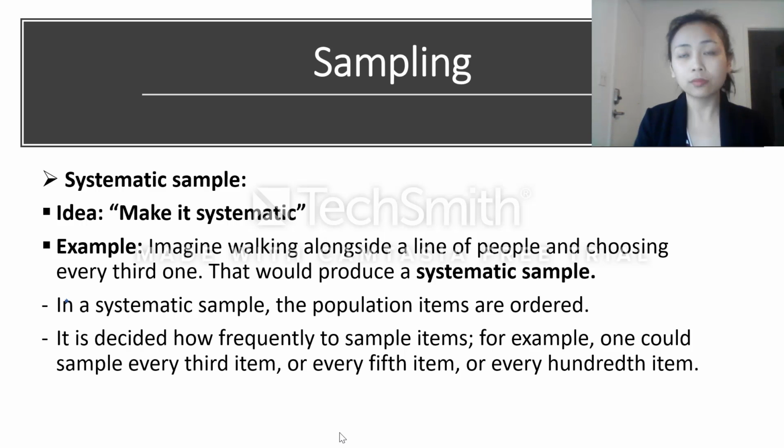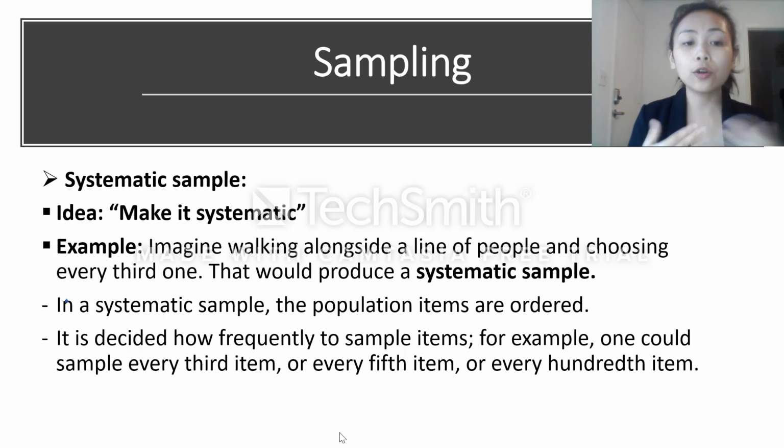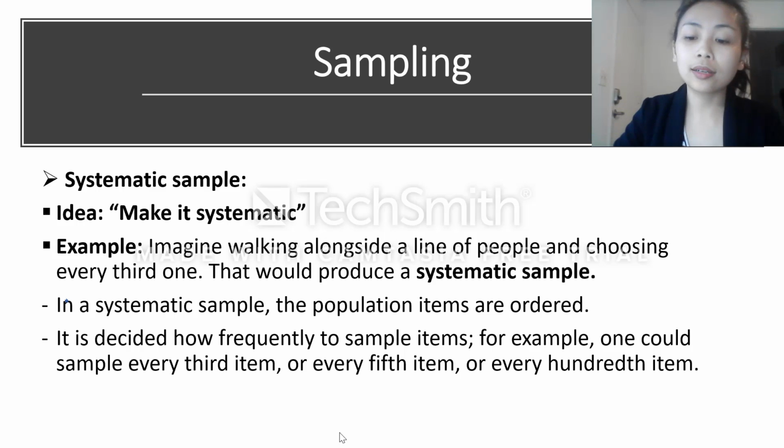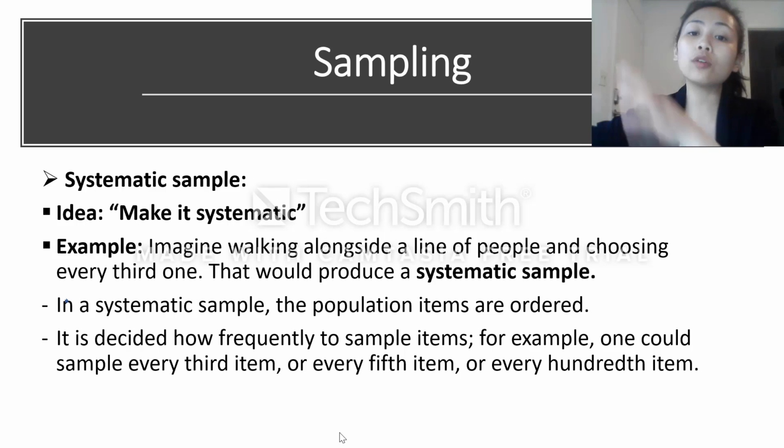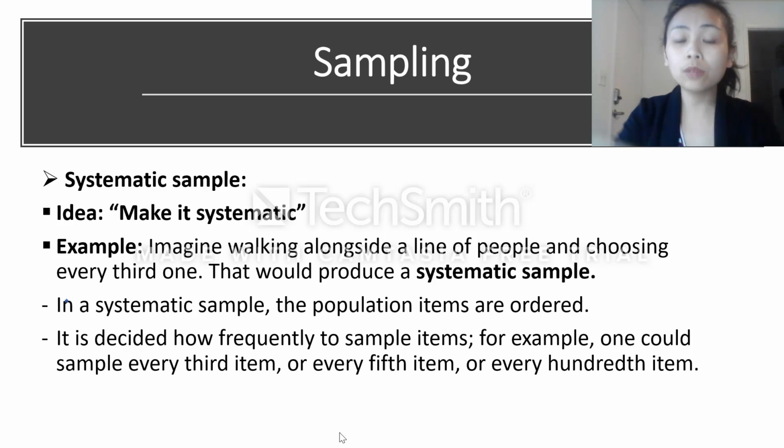For example, I'm a teacher. I go to my first class. I take the list of the first 10 students in the list. And then I go to the second class, I collect only the 14 students from the student list. And then I go to another class, same procedure, just take the 14 students. So when I put them all together, I have a systematic sample.